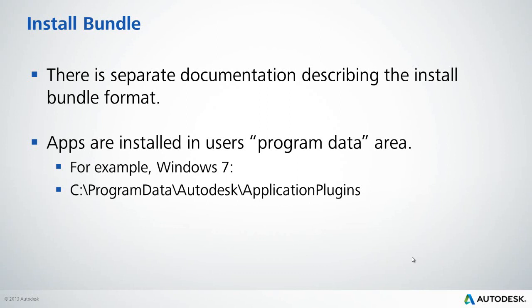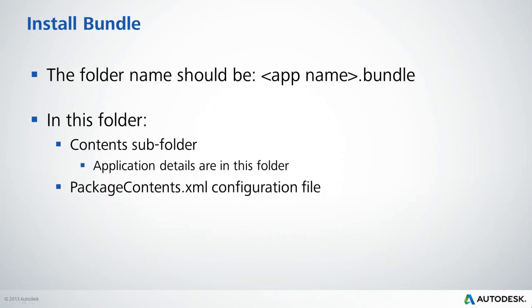These apps are installed in the user's program data area. So for example, on Windows 7, it's in the Program Data Autodesk Application Plugins directory. There's going to be a folder that will be installed called appname.bundle, and that's the folder name. And inside that folder, that's where the application details are stored, so the application itself and any other UI elements, etc. And then this XML file that I mentioned earlier is called packagecontents.xml.